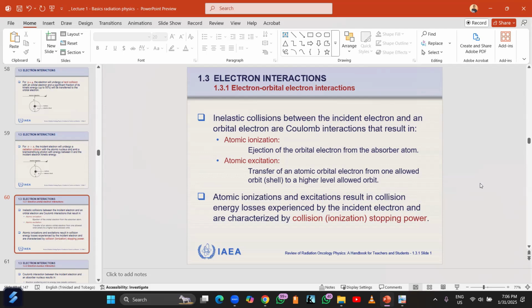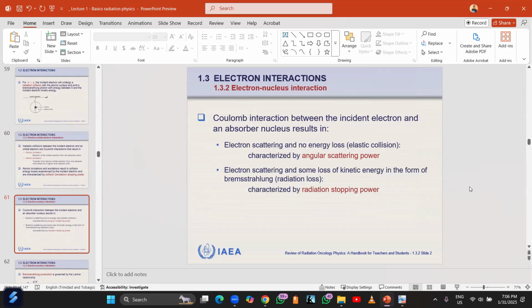that are characterized by collisional or ionization stopping powers. This is more of a radiation physics and dosimetry type of content, so I'm not really going to go deep into that. I believe Dr. Joseph will teach radiation physics and dosimetry. I'm not teaching radiation physics this year, so I'm hoping this is going to be covered there.